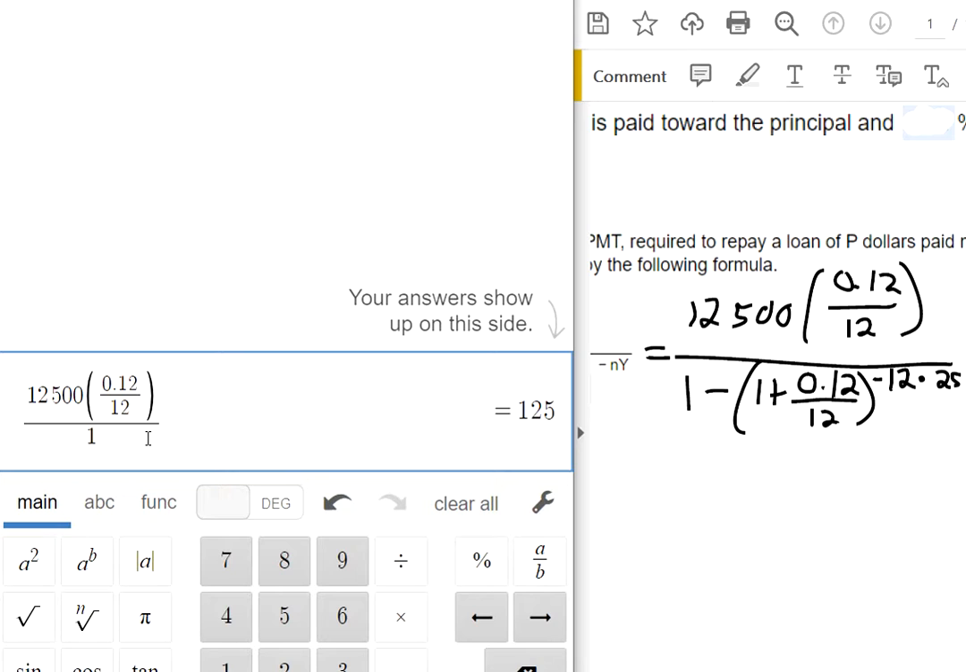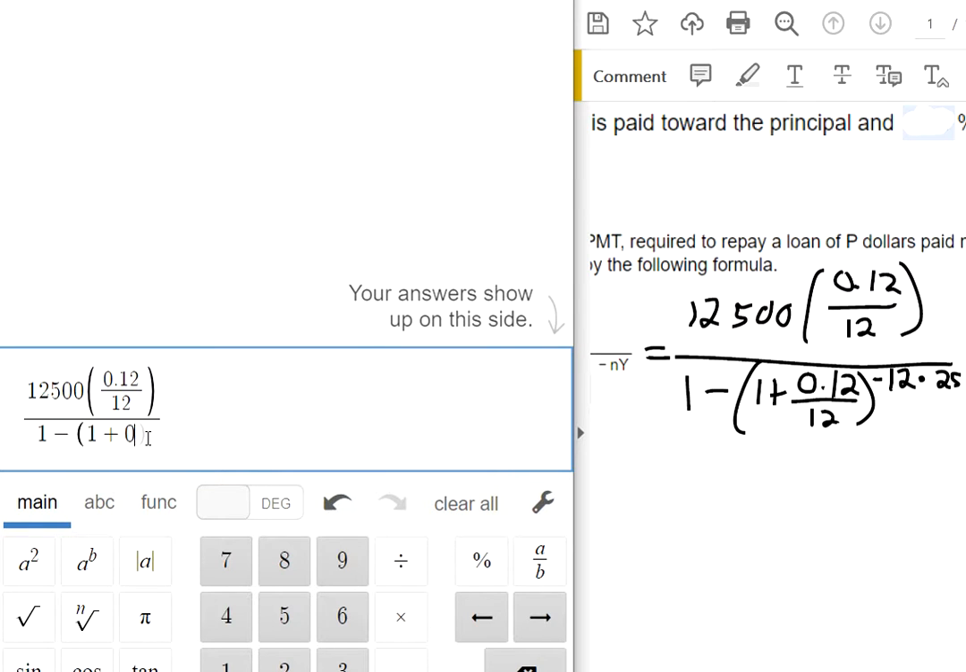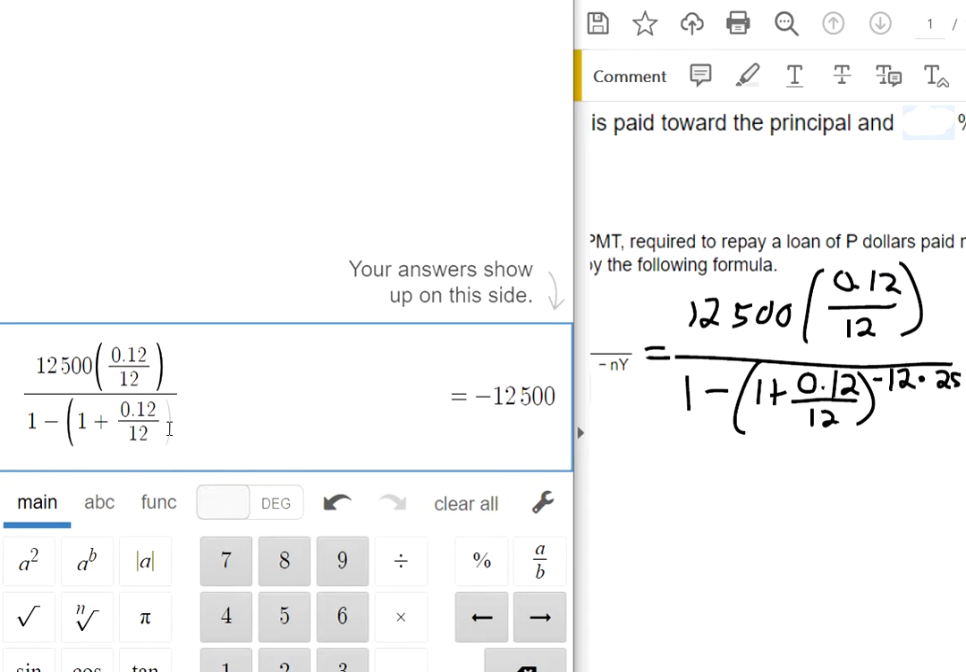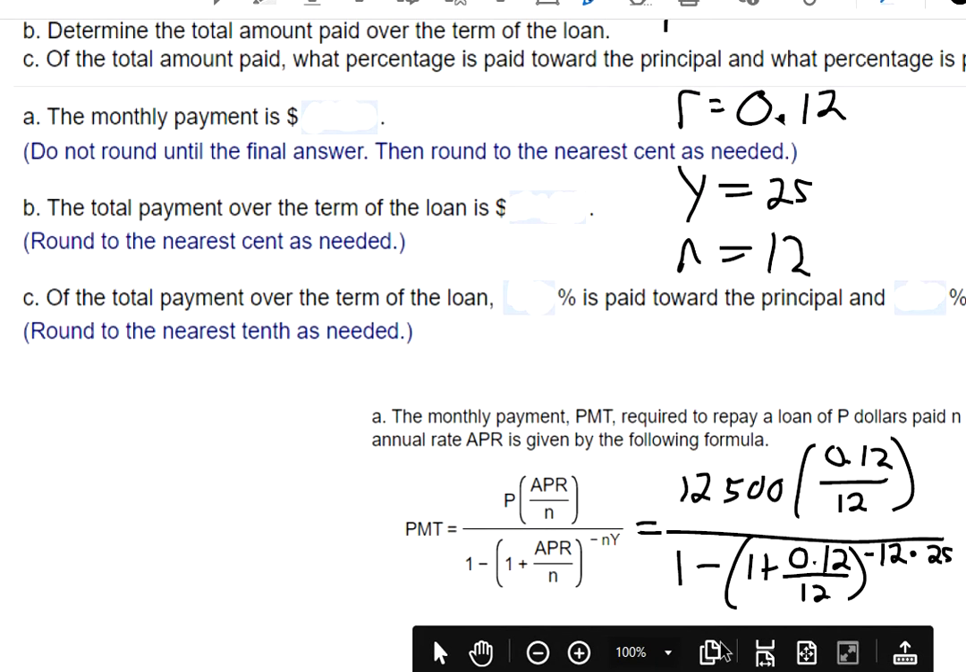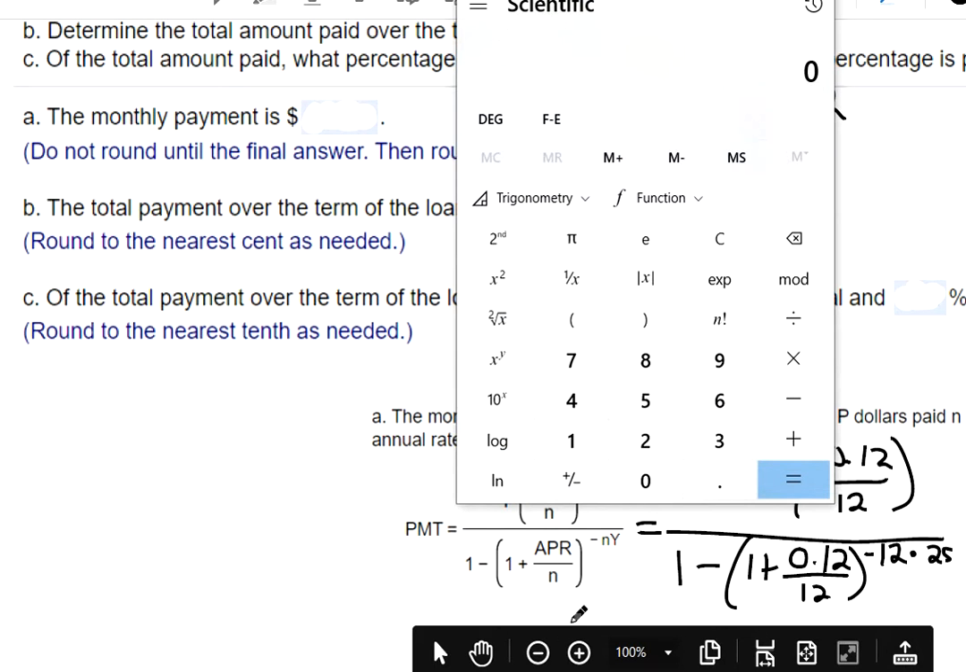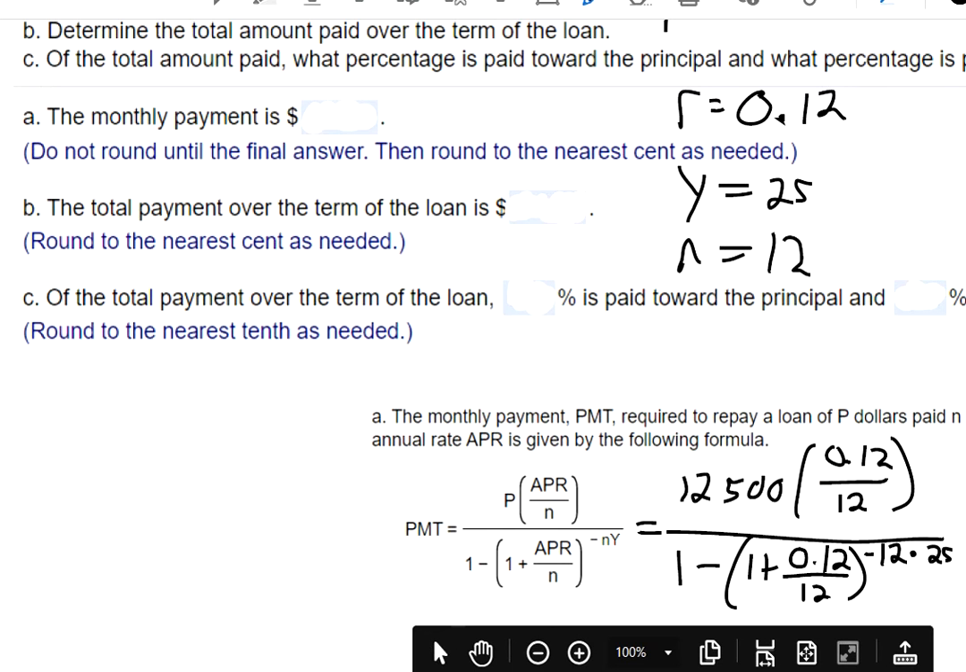Okay, and then we divide that by 1 minus 1 plus 0.12 divided by 12. And then to get to the exponent part, I'm going to hold shift and press the 6 key to get that caret symbol, which lets me get to an exponent. And now this part, you've really got to put in parentheses, the open and close parentheses, to keep that all in the exponent. There it is, $131.65 for the monthly payment.